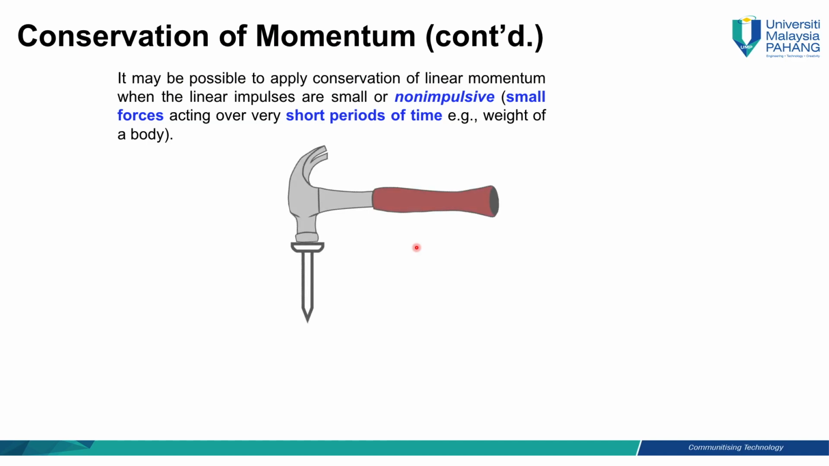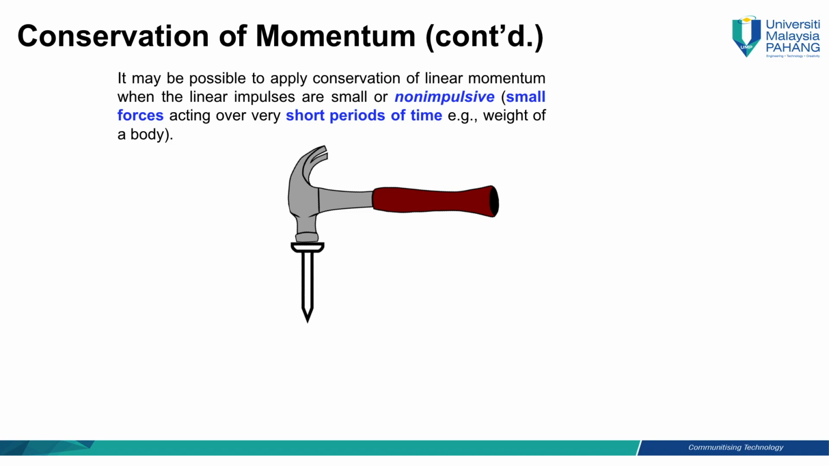Now let's take a look at an example of a hammer hitting a nail. It may be possible to apply conservation of linear momentum because we have a non-impulsive force, that is the weight here, because it acts over a very short period of time. So let's draw a free body diagram.